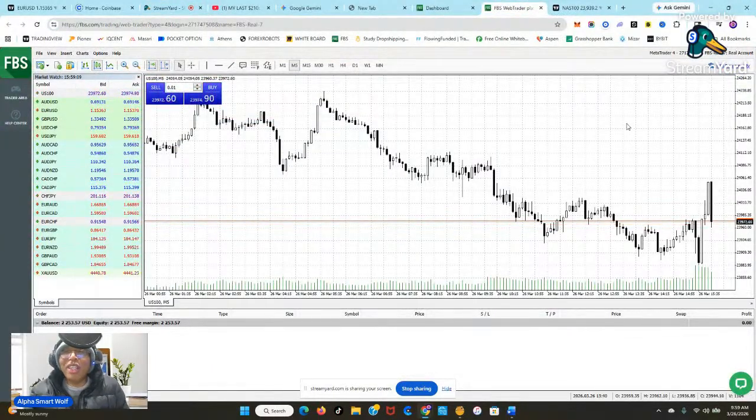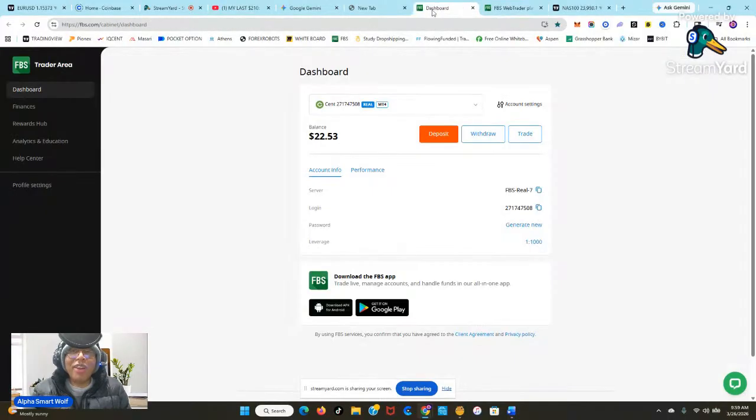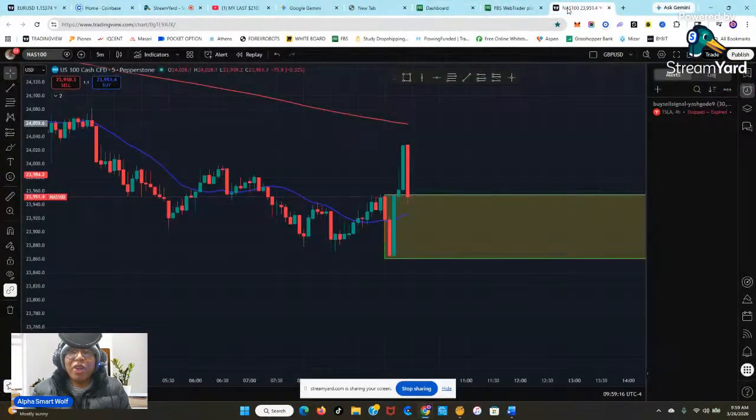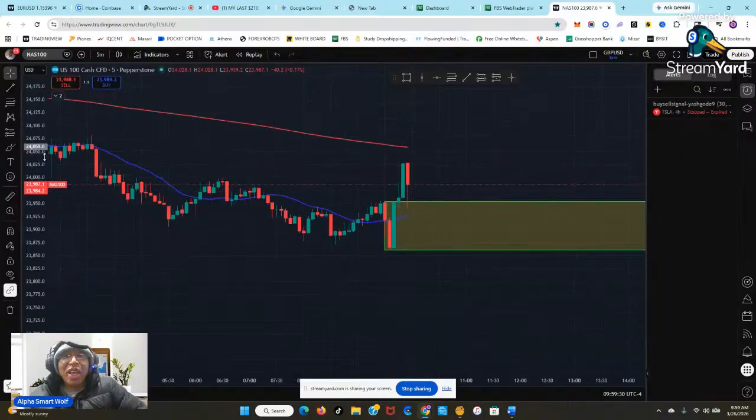Now you can see there's a pullback, okay? So we got an engulfer. You can see there is an engulfer there, okay? However, it is touching the box. So if it closes inside the box, that's not the type of reversal we are looking for, okay? We would want it away from the box, the rectangle.